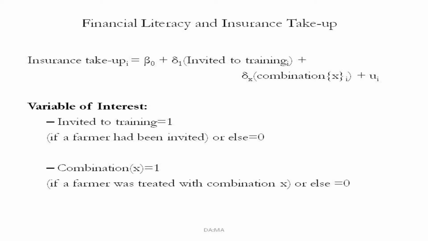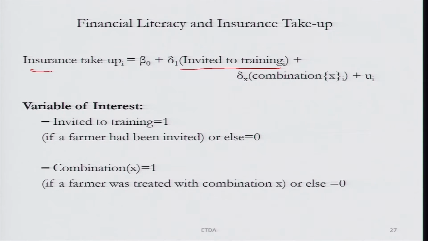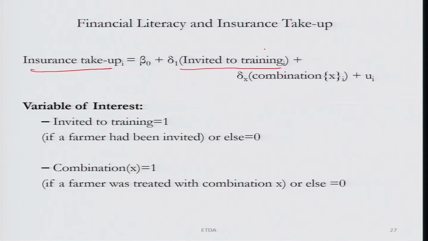So, now we turn to the actual experiment in this paper, the most important question: whether financial literacy increases insurance take up, or whether it affects insurance take up at all. So, what you have over here is this invited to training, which is a random assignment, whether you were invited to the treatment group, where you were given financial literacy training, or the omitted category, where it takes the value 0, where you were not invited to the financial literacy training. And how does that affect insurance take up?